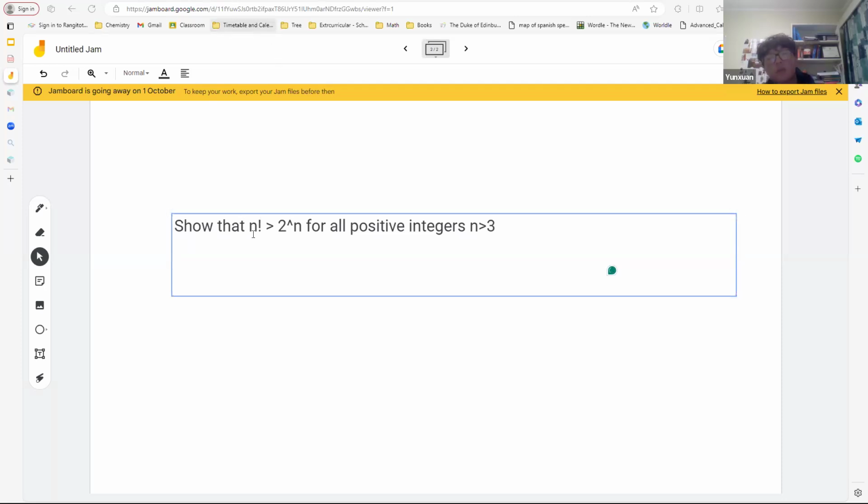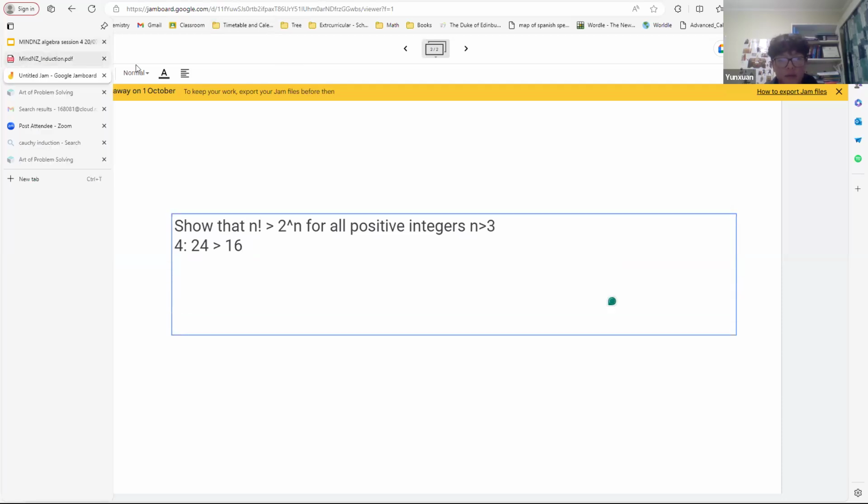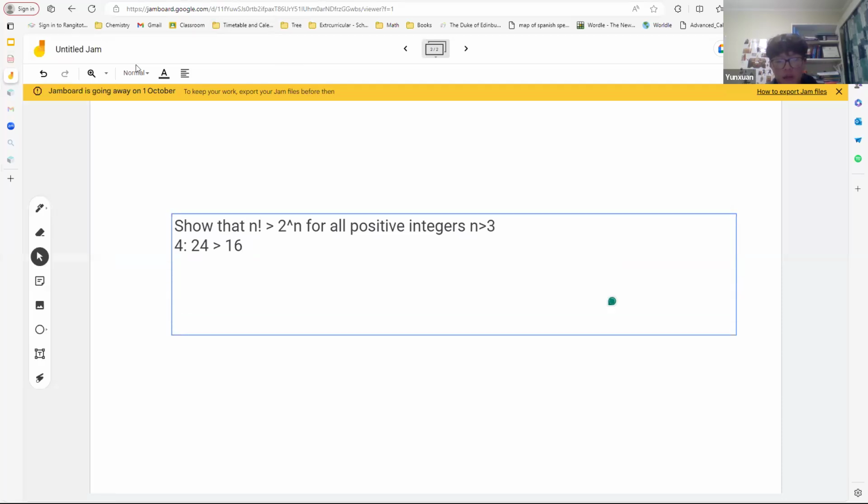Okay, so basically since it has to be larger than 3, we can just try 4. We have 24 larger than 16, which is true. And then after that, we make the assumption for k, with k factorial larger than 2 to the k.